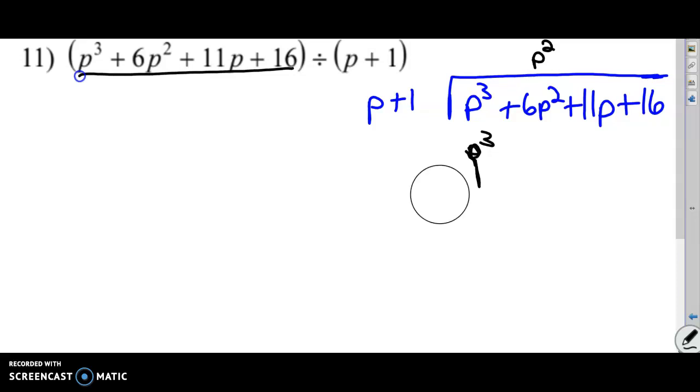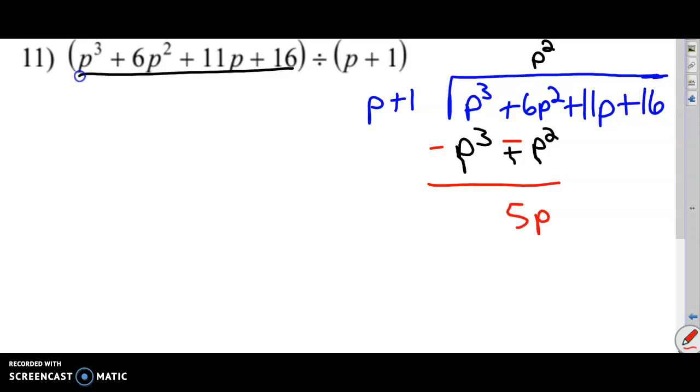I'm going to erase that and try that part again there. P cubed. Okay, p squared times 1 is plus p squared. All right, at this point, we are going to subtract. When we subtract, we change both term signs. We end up canceling out the p cubes. We end up with 6p squared minus p squared. We get 5p squared. We are going to bring down this 11p.